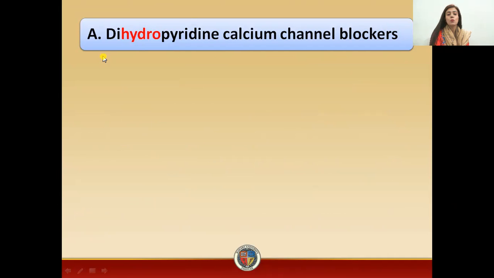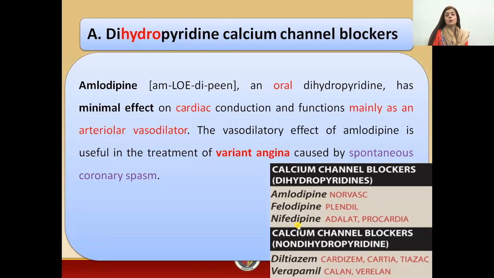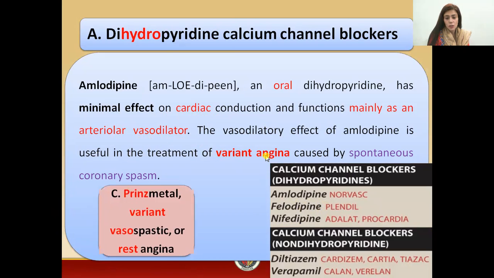Now, first coming towards the dihydropyridine calcium channel blockers. What are these blockers? These are amlodipine, felodipine, and nifedipine. These are mostly used orally. They will minimize the cardiac contraction, and they will definitely dilate your arteries. So these are the drugs that can be used in variant angina. These are the drugs which can relieve coronary spasm, so they can be used in Prinzmetal angina.